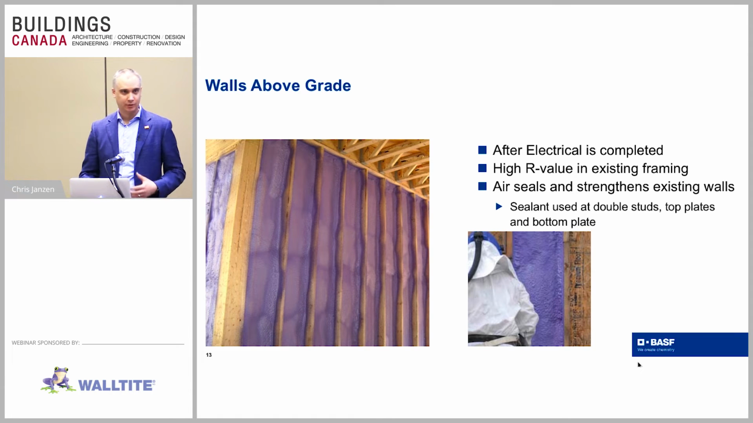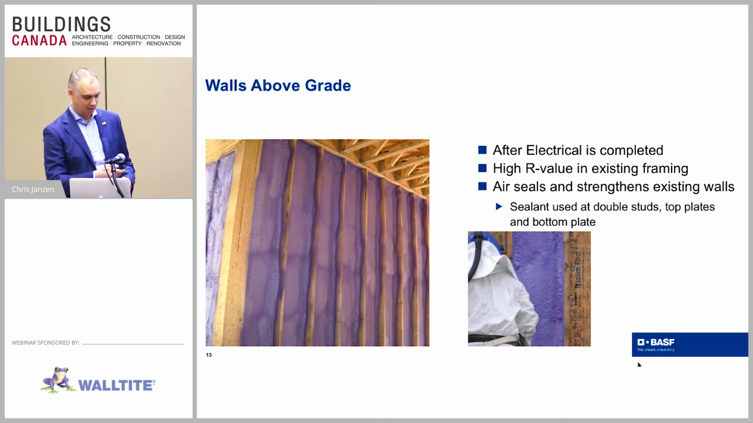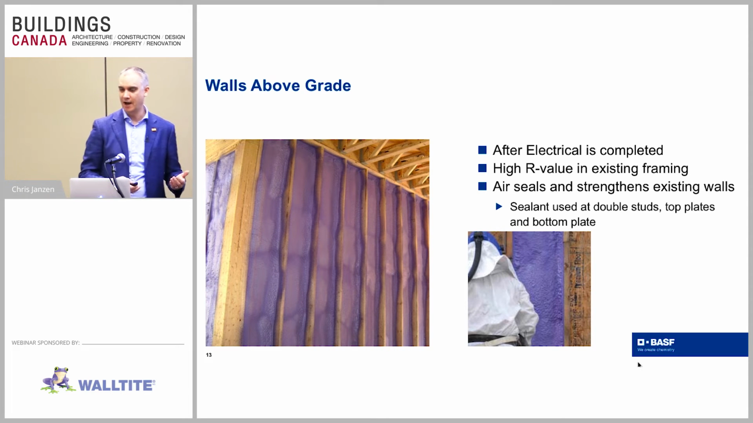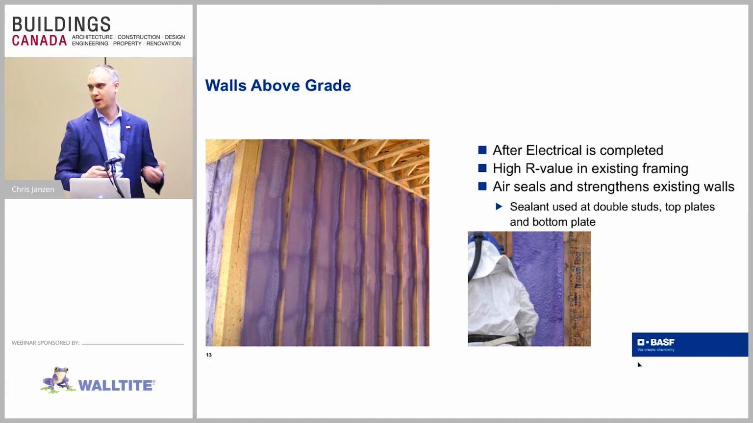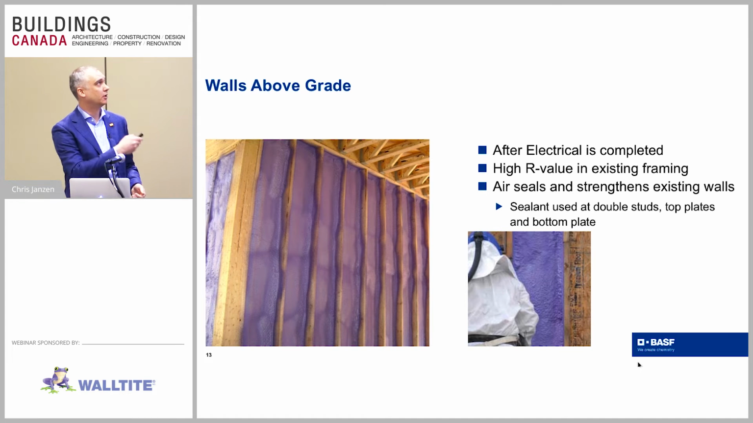So some of the easiest type of retrofits, and this is happening every day in the city of Toronto, where you take a home from the 40s and 50s, they gut the interior and they start putting spray foam on the inside. Basically walls above grade. After electrical is completed and passed, any kind of structural stuff is completed and passed by the building inspectors, then you can bring your spray foam trades in to spray insulation on the walls.